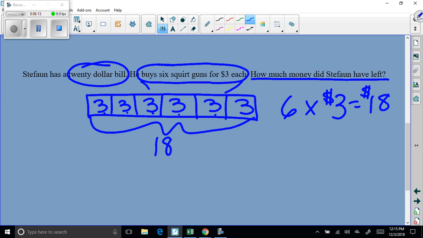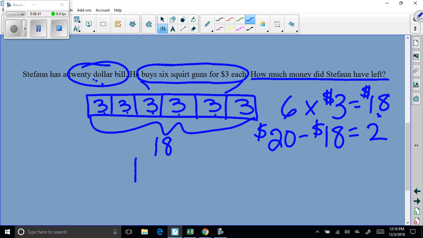But I have not answered the question, and this is what makes it a 2-part question. I have not told how much change. So here they give me the total of what he has, and I'm taking away what he spent. So I know that that fits under my subtraction problem. So now I'm going to take the $20 that he has and subtract the $18 that he spent, and I'm going to calculate what is left, which is 2.